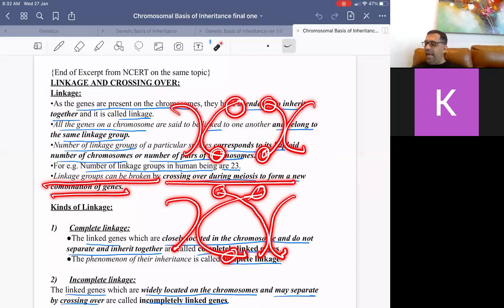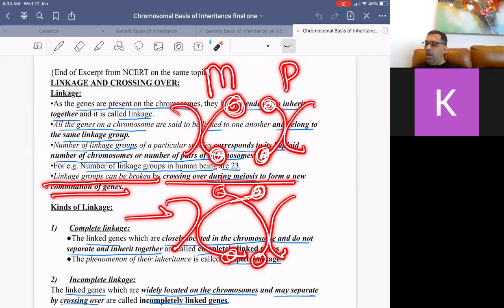And once they exchange genes, what will happen? Suppose here you had maternal gene for color of eye, maternal gene for color of skin. Here you had paternal gene for color of eye, paternal gene for color of skin. Then during pachytene, you get crossing over, and here you have maternal for color of eye, maternal for color of skin, paternal for color of eye, paternal for color of skin.